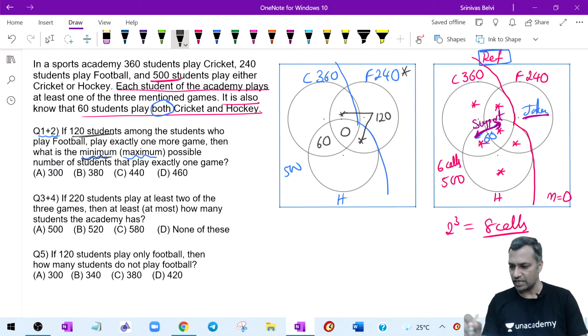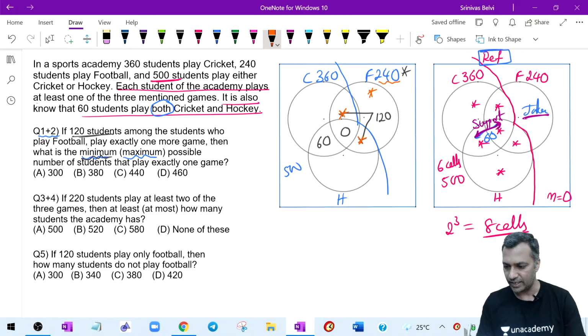Fair enough. Now, what are you trying to say? What will be the value of this cell? Listen carefully. What is the value of this cell out of 240? The sum of these two cells is 120 and there is a 0 here. Therefore, this cell becomes another 120. Fair enough.